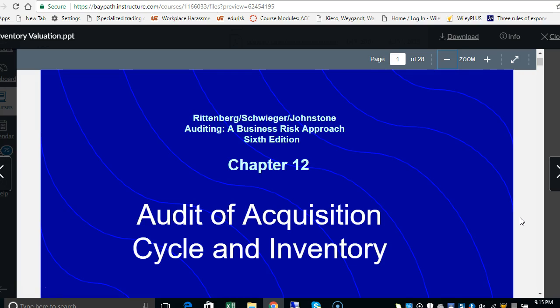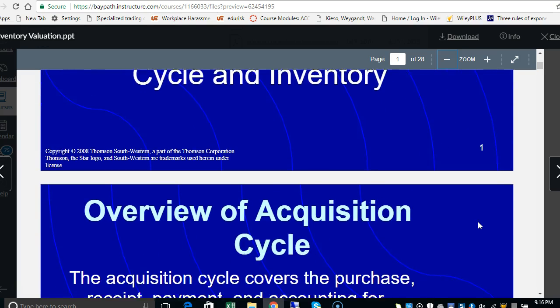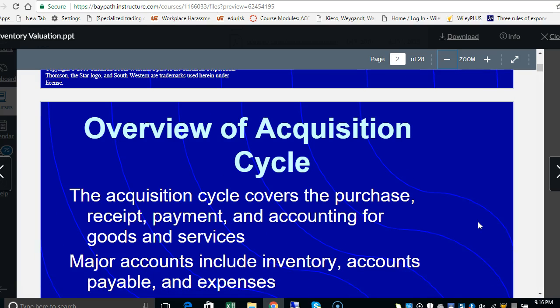So there's a cycle here, as well as the purchasing through accounts payable, purchasing of inventory, and the use of inventory to generate cost of goods sold and sales. So I just want to go through a few slides to emphasize some of the important auditing features when it comes to inventory and the acquisition cycle.